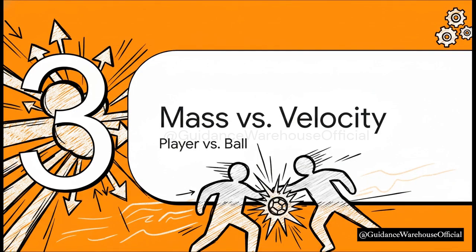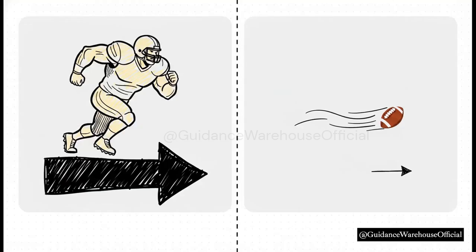Section 3. Calculating mass versus velocity, player versus ball. Let's make this formula totally concrete and see exactly how mass and velocity balance each other out in a classic sports scenario. Consider this comparison. You've got a massive 110-kilogram football player running at a moderate 8 meters per second. That gives him a momentum of 880 kilogram meters per second.